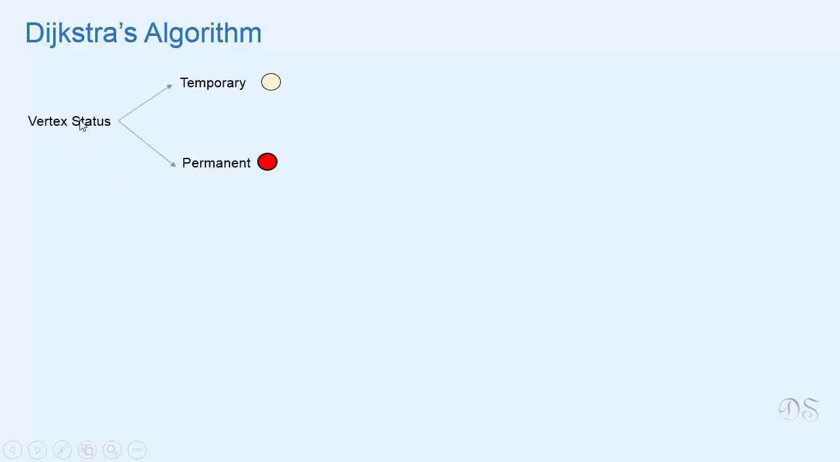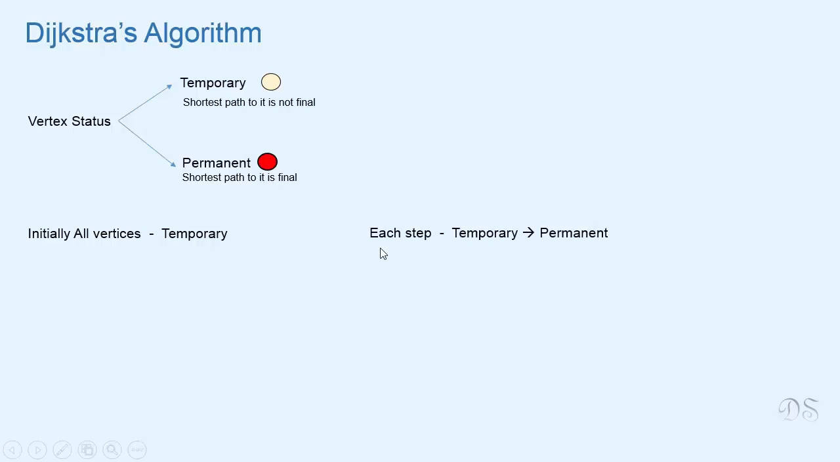We'll give each vertex a status. This status can be temporary or permanent. If the status of a vertex is temporary, it means the shortest path to it has not been finalized. And if the vertex is permanent, it means that the shortest path to it has been finalized. Initially all vertices have temporary status, and in each step of the algorithm, we'll change the status of a vertex from temporary to permanent. That is, in each step, we'll finalize the shortest path to a vertex of the graph.